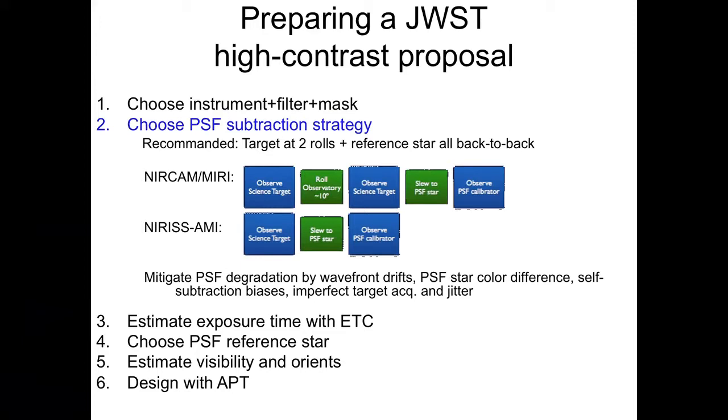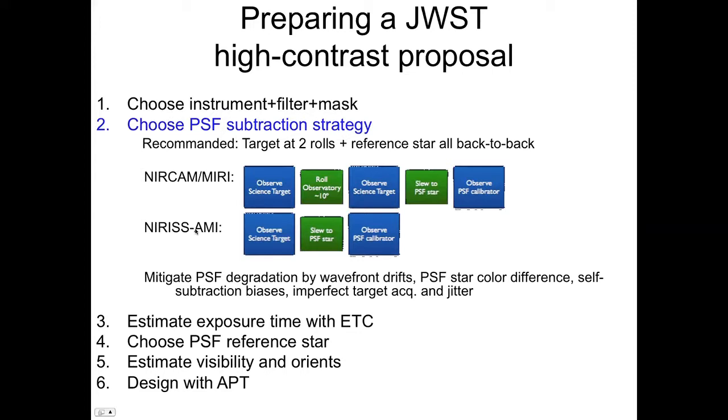So because the behavior of the observatory is not really known, the recommended strategy is basically to do both ADI and RDI. By adopting this strategy with NIRCam and MIRI, a sequence will look like this. You first observe your target, then you roll the observatory by, say, 10 degrees, you re-observe your target, then you slew to your PSF reference, and you re-observe at a single position angle your PSF reference star.